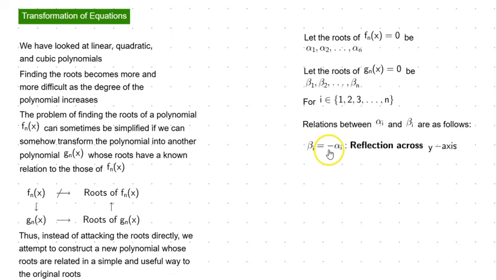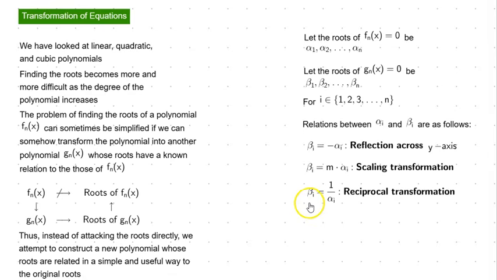Beta i is equal to minus alpha sub i. So this would be a reflection across the y-axis. So we can say it is a reflection transformation. Beta sub i is equal to m times alpha sub i. So here's a scaling transformation. Beta sub i is equal to 1 by alpha sub i. This is called a reciprocal transformation. Beta sub i is equal to alpha sub i plus or minus h. This is called a translation transformation.